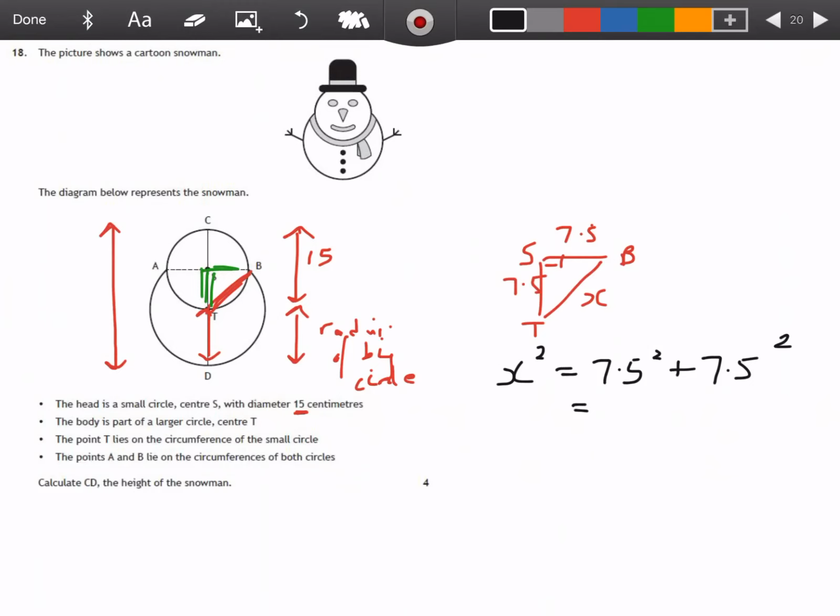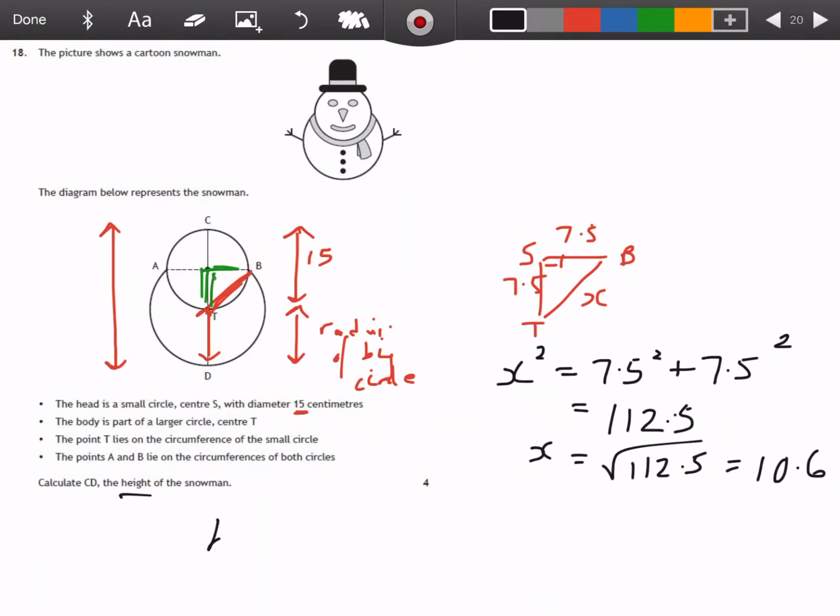Let's see, with the calculator on. 112.5. That's what x squared is equal to. You need to get x, so take the square root. 10.6. Does it mention anything about rounding? It doesn't. So we'll say 10.6. So the wee bit at the bottom, from T down to D, the radius of the circle is 10.6.